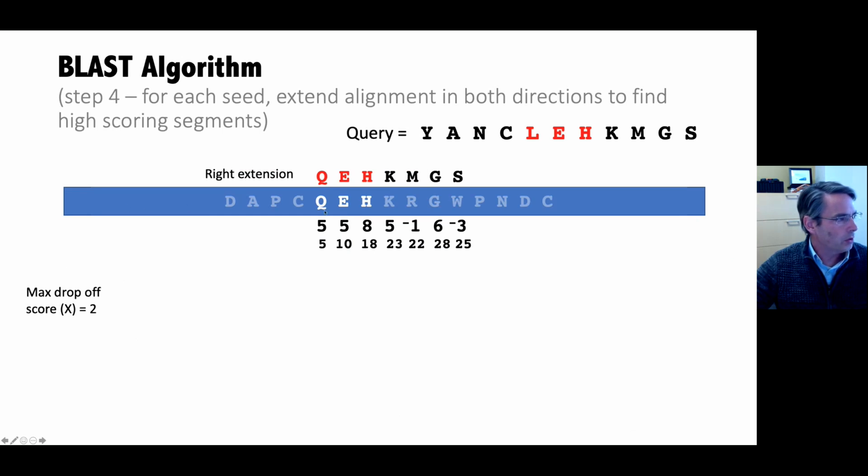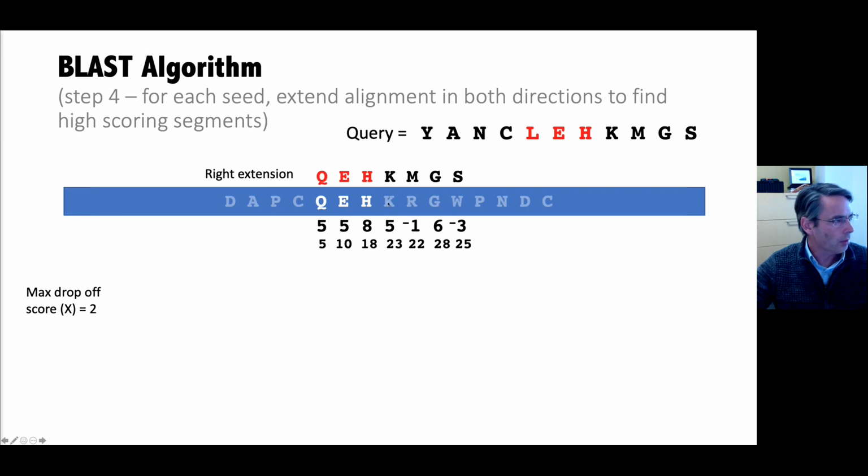Then we take each one of those sequences, and starting from the exact match, we start to extend off of the end. What I have here is the query, which QEH was our word generated from LEH. So that's where it's matching in the query. And we start to extend KMGS, right? That's the extension in this direction. And this blue bar is the sequence in the database.